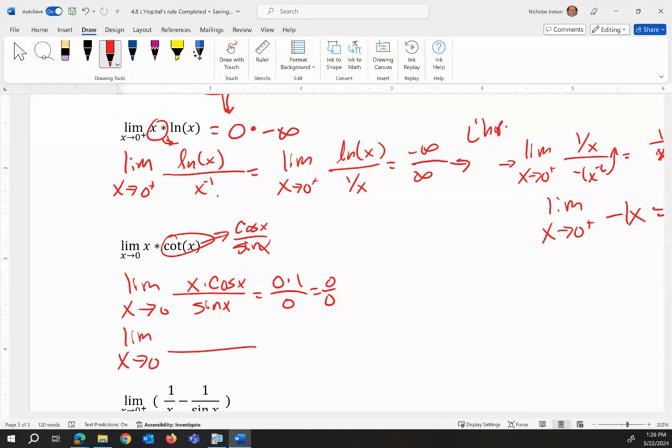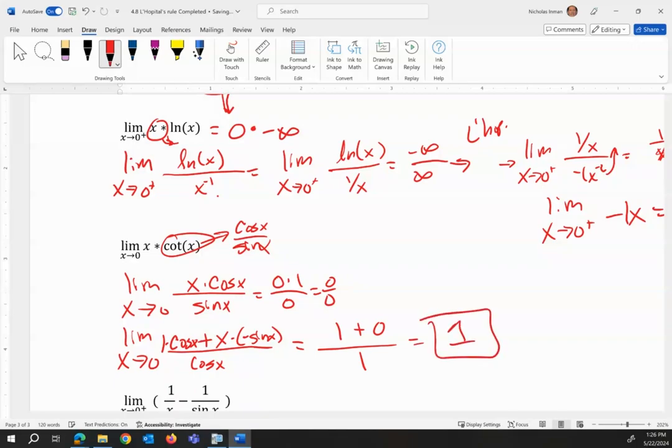Derivative of sine is cosine. This thing, I've got to actually do a product rule. So it would be cosine of x. Derivative of the first is 1 times the second, plus x times the derivative of the second. Derivative of cosine is negative sine. So now when I plug in 0, cosine of 0 is 1, 0 times 0 over 1. So we wind up with 1 from this thing.